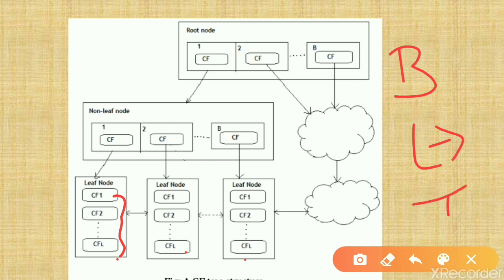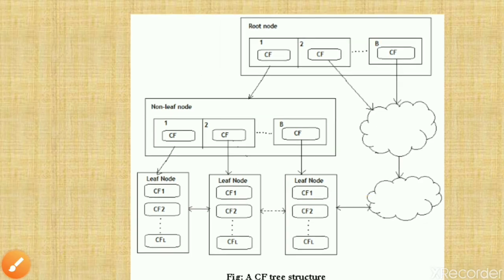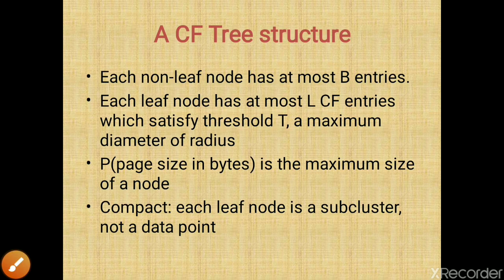What is meant by this threshold parameter or threshold value? This threshold parameter specifies the maximum diameter of subclusters stored at the leaf node of the tree. So, this gives you the maximum diameter of subclusters for each leaf node. And the next point is, each leaf node is a subcluster, not a data point. So, each leaf node is considered a subcluster.